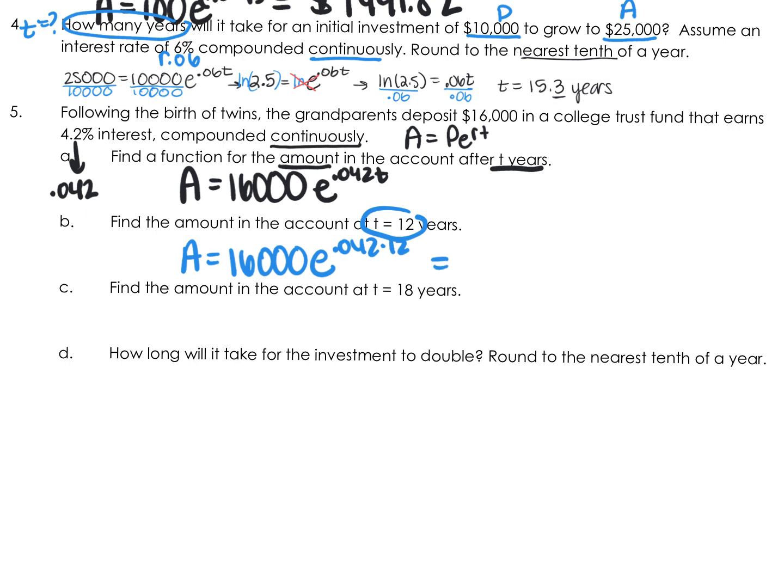Type that into your calculator. Just make sure you close your parentheses after the 12. And you will get 26,485.27.